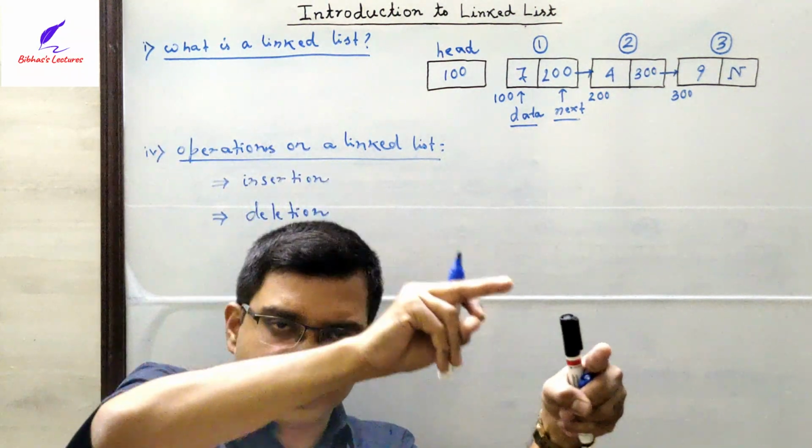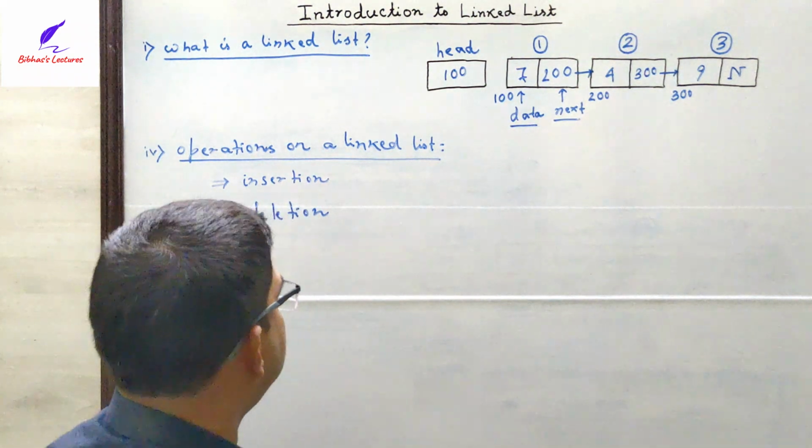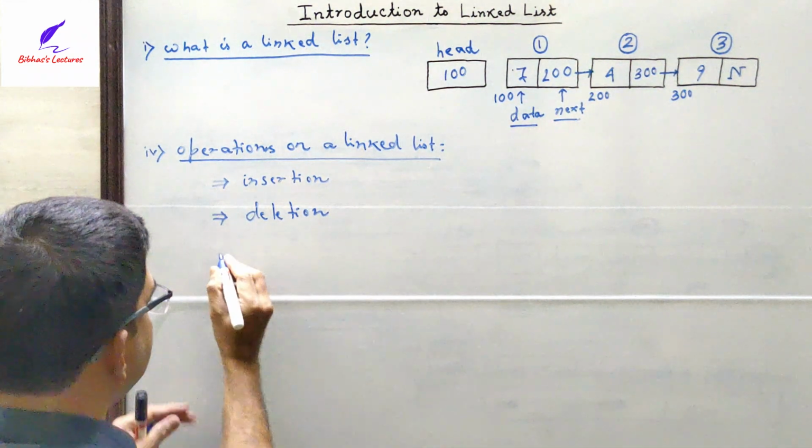So after setting up this connection between 4 and 6, then we can delete node number 5. So that's all. Okay, so these are the deletion operations we can perform.